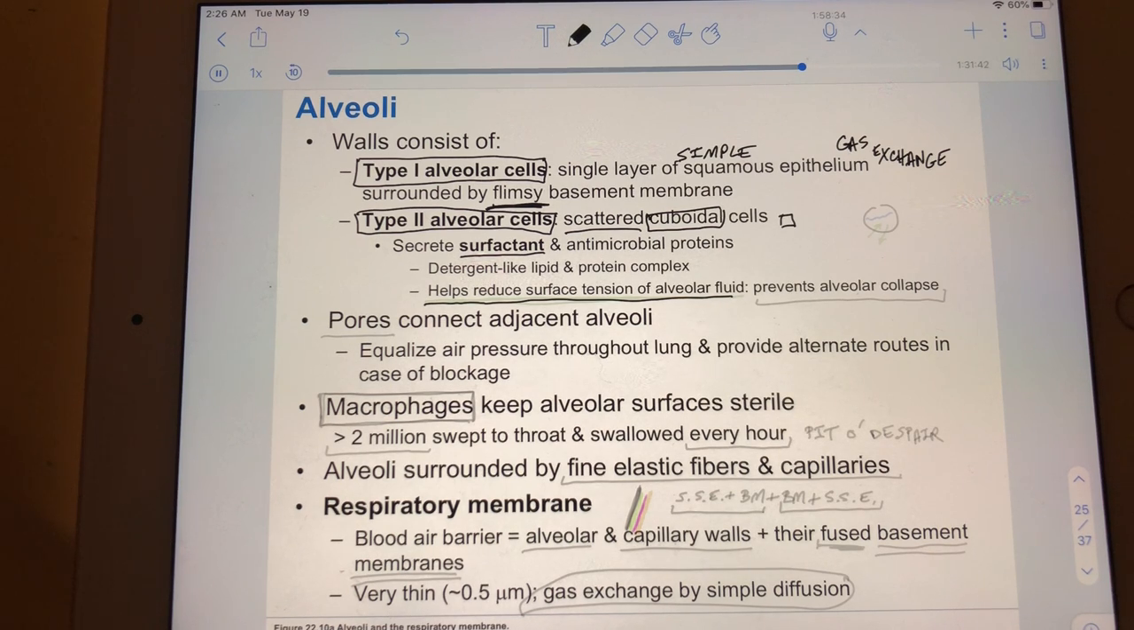Break the surface tension of fluid inside the alveoli. Whoa, why is there fluid inside the alveoli? Well, remember that as that air was coming in through the oral cavity, the nasal cavity, and the pharynx, it was picking up a lot of moisture, such that by the time the air gets to the lumen of an alveolus, it's extremely humid, okay?